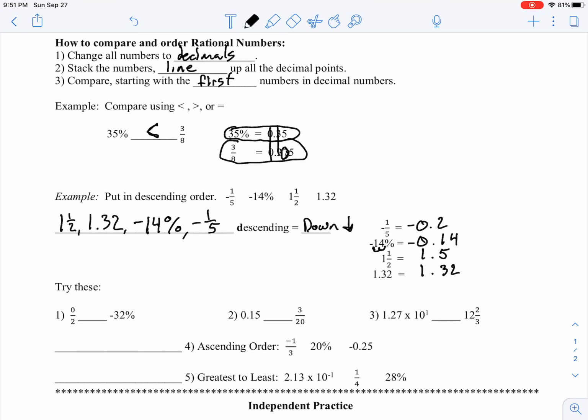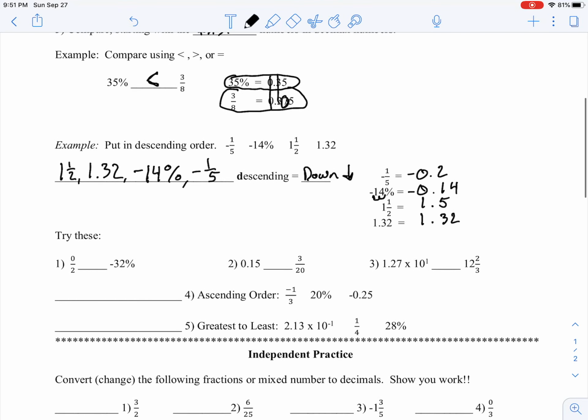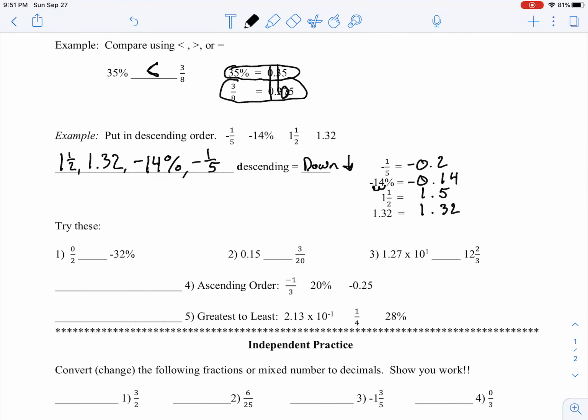So that's how we're going to put in order here. What is going to be bigger here? Well, 0 is just 0, right? I'm going to do this off to the side, so 0.0. And negative 32% will be negative 0.32. And 0 is bigger than negative 0.32 in this case, so 0 will obviously be bigger. It's also further to the right of negative 0.32, so it's bigger.